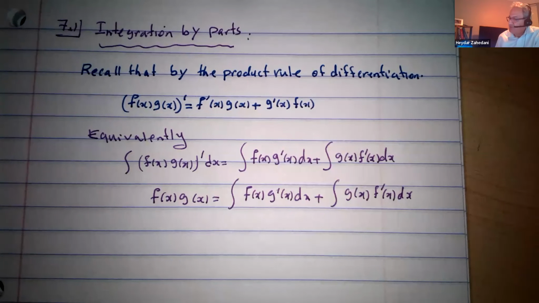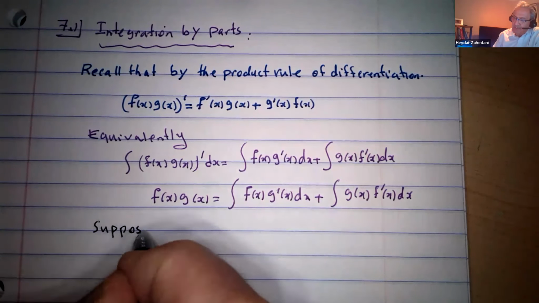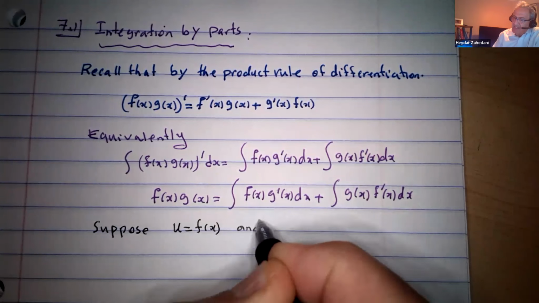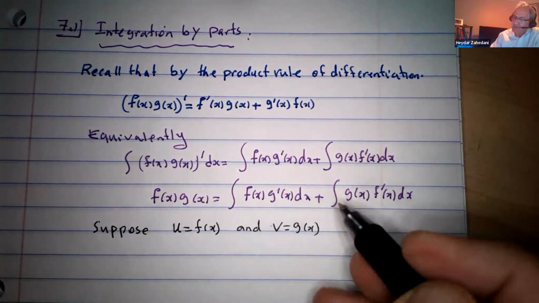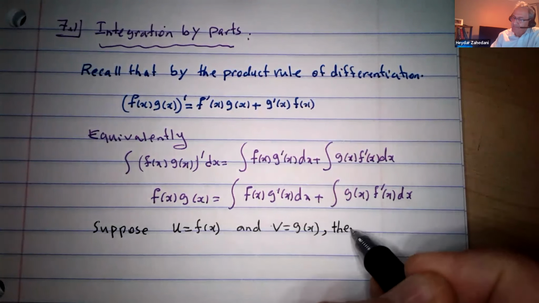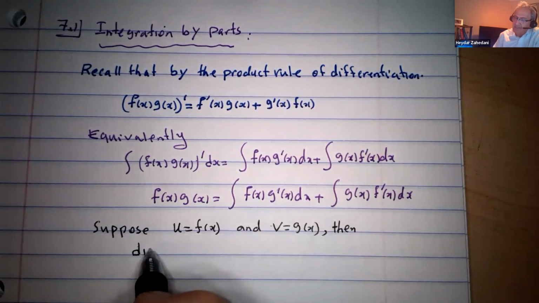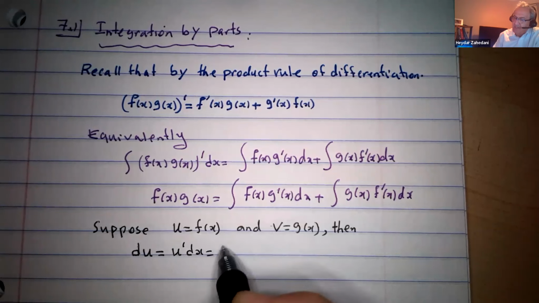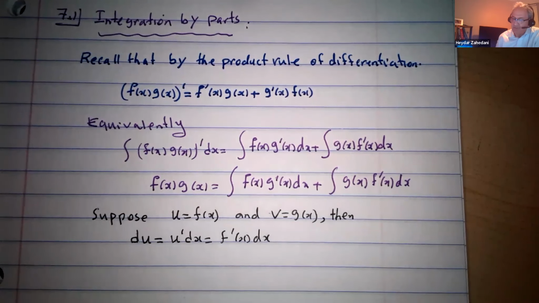Now we can use another, easier notation to make it short. Suppose u is going to be f of x, and v is going to be g of x. If this is the case, then remember the differential. The differential of u, du, is the derivative times dx. So in this case it would be f prime of x times dx. That's the differential of u.